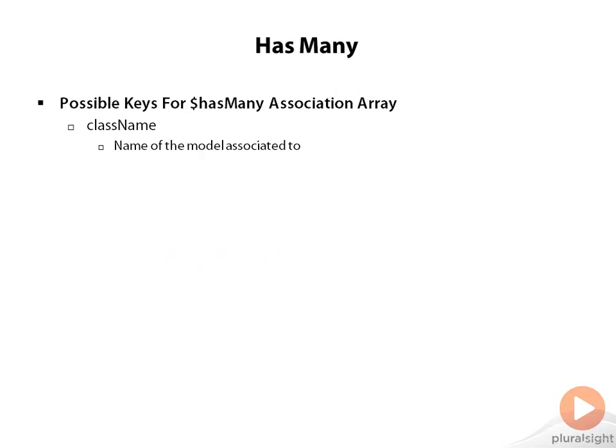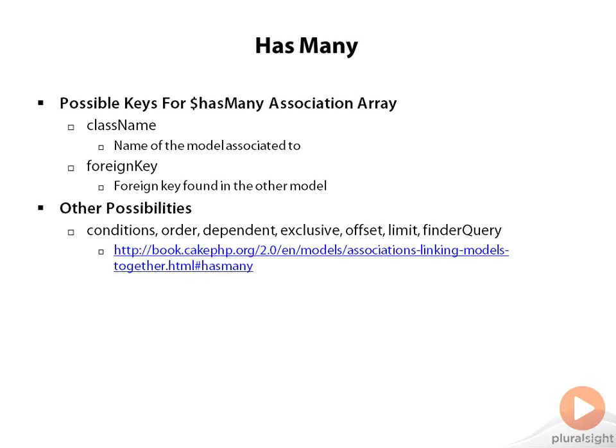For the has-many association, some possible keys are class name. Again, this is the name of the model that you're associating to. It can also have foreign key, and this is the foreign key found in the other model. Again, if I were in a parent model, my child would have the foreign key. Some other possibilities for keys are conditions, order, dependent, exclusive, offset, limit, and finder query. More information about these other key possibilities can be found at the following link.